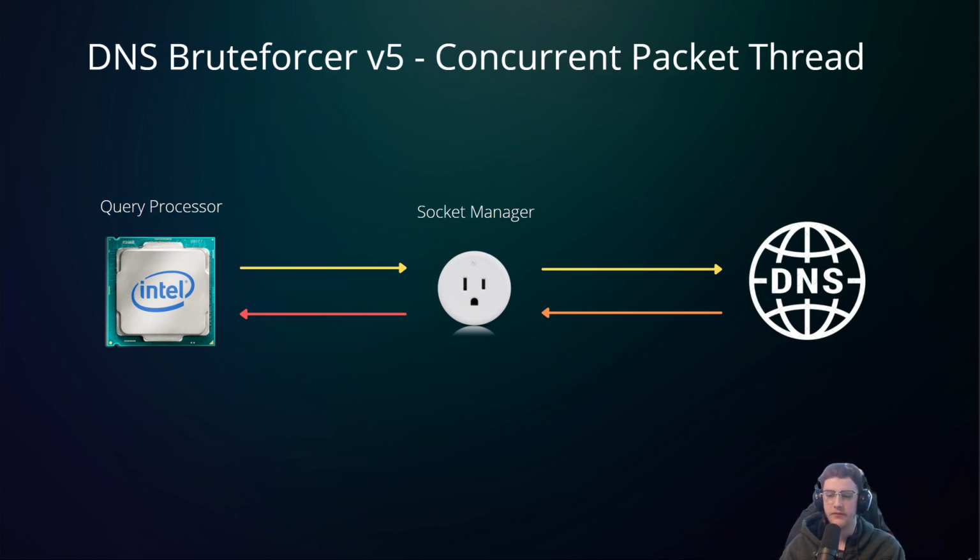Obviously, this diagram is very vague. It's hiding a lot of complexity. So let's look at both of these components in this DNS brute forcer in pseudocode, starting with the socket manager in the center, and then moving back to the query processor on the left.